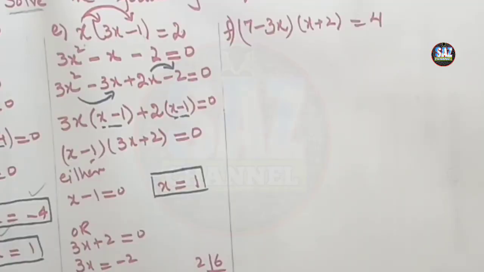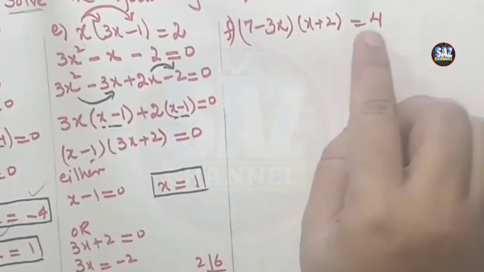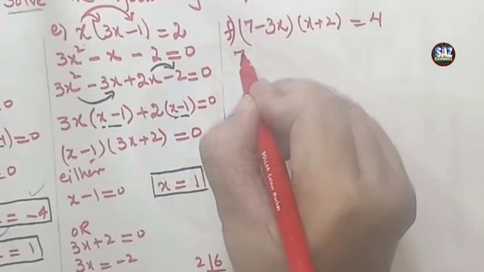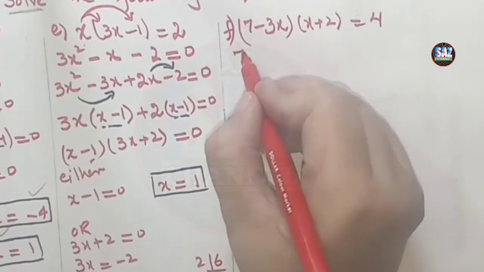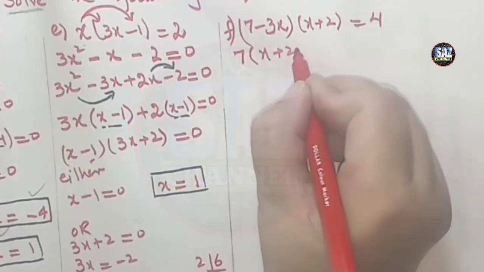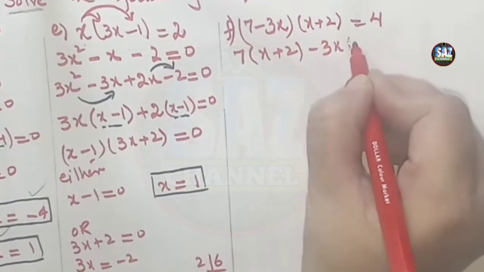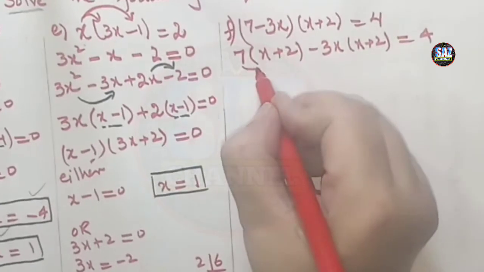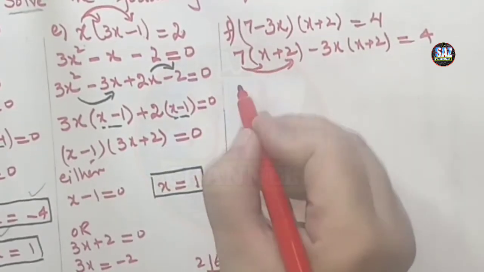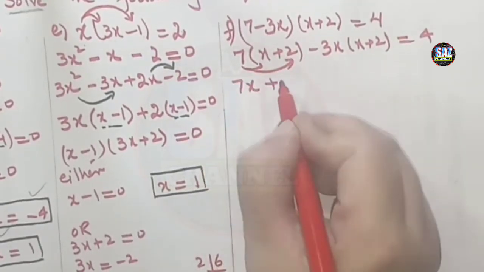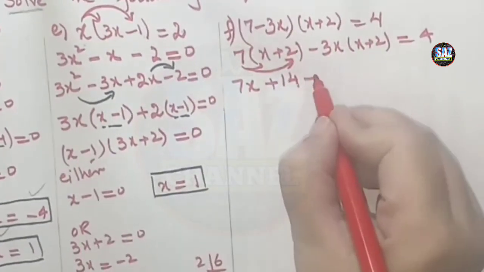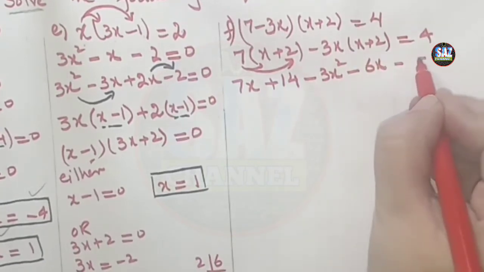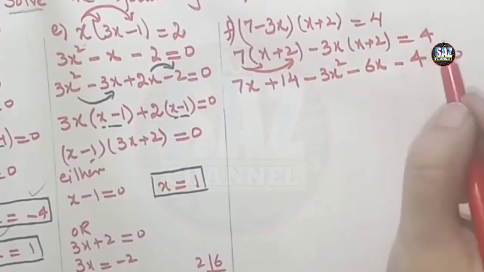The next question is 7 minus 3x into x plus 2 equals to 4. First, frame the equation from this expression. On the left hand side, this will become 7 into x plus 2 minus 3x into x plus 2 equals to 4. Multiply 7 with every term inside the bracket. This will become 7x plus 14 minus 3x square minus 6x. Bring 4 to the other side. Minus 4 equals to 0.